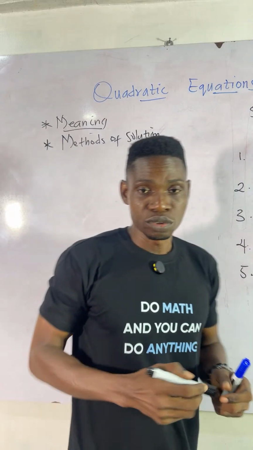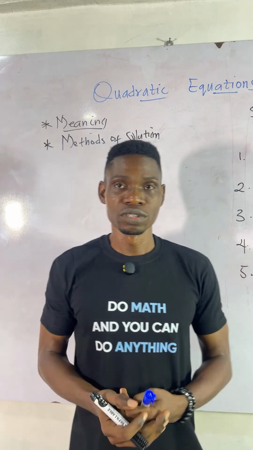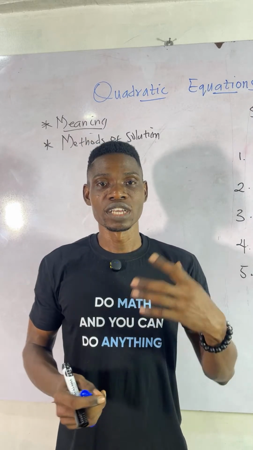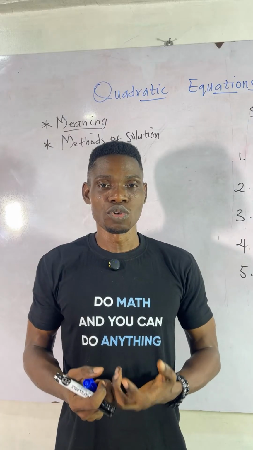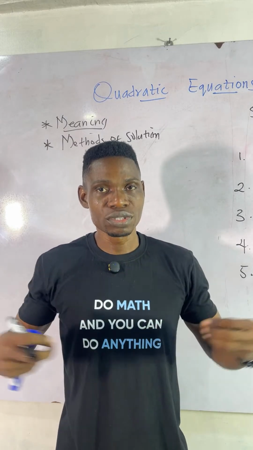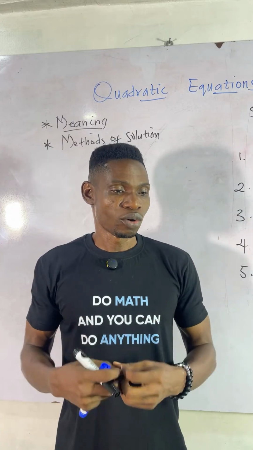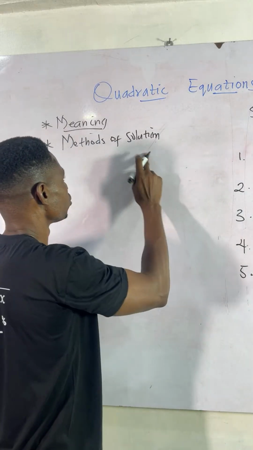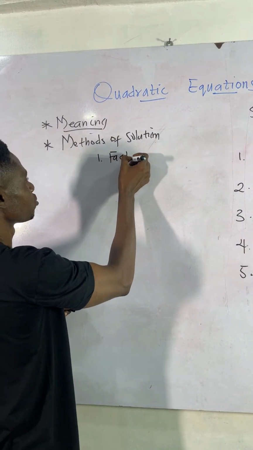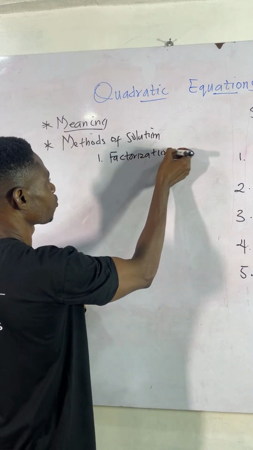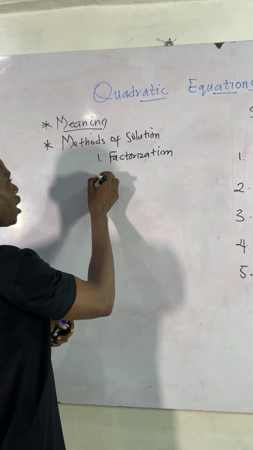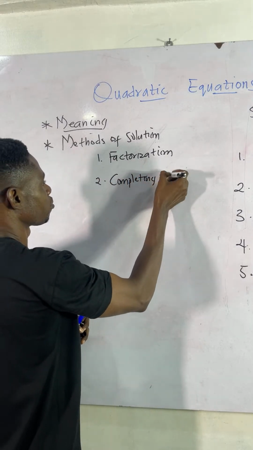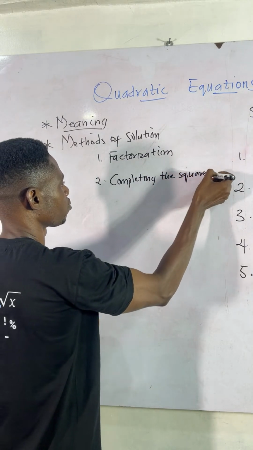Okay, so there are 4 methods of solution to the quadratic equation. Now, one thing you need to know about the quadratic equation is that when you solve, you have 2 answers, which we call the roots of the equation. Now, there are 4 ways we can solve these quadratic equations. So, the methods of solution, 1, we have factorization, which is pretty straightforward. Another is completing the square method.